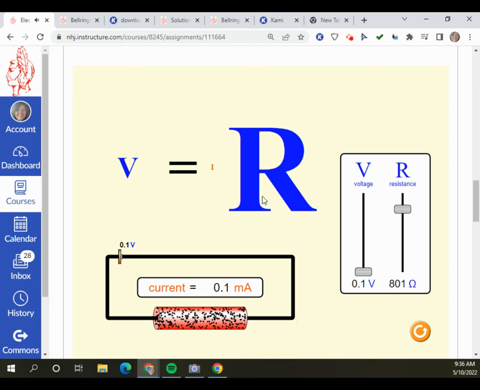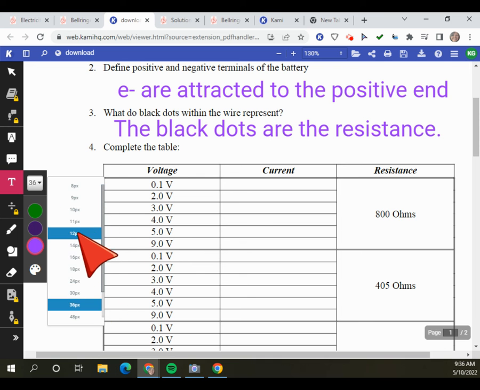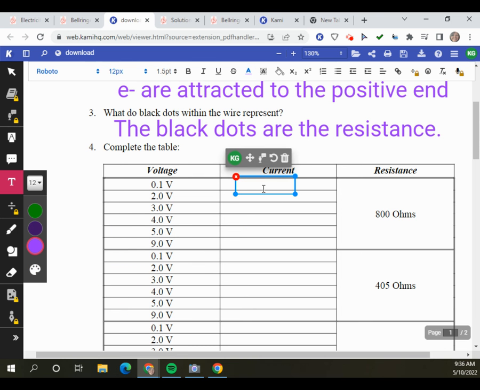And my resistance is huge. My volts is kind of small. My current is really small. 0.1 milliamps. All right, so we're going to go ahead and type that now. That 36 is way too big to fit in this little box. So we're going to say 0.1 milliamps.